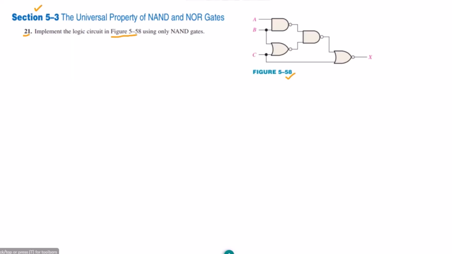Okay, so previously we have seen that we can implement plenty of the fundamental circuits by using the NAND gates. Okay, here we are given a logic circuit, and here we have to implement it by using the NAND gates. Okay, so this is a fundamental logical circuit, and we have to implement it by using the NAND gates. Okay, so what will be the strategy here?